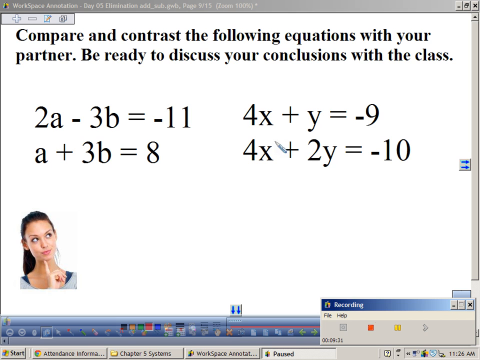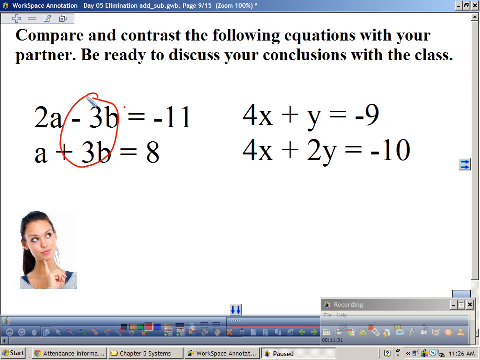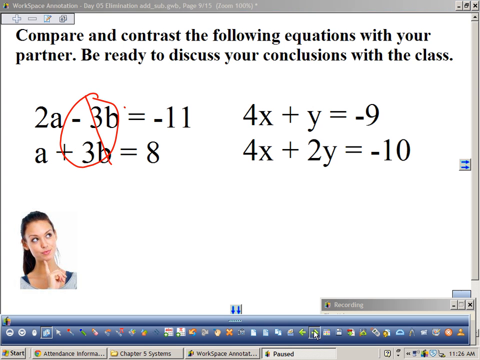Okay, let's talk about their differences. Yes? One of them has a variable that has an inverse to it, and the other one does not. Good. So how would I solve this one? We'd identify our inverses, cancel out, and use elimination, right? What about this one? Yes, we would make it into an inverse. So let's do that now.